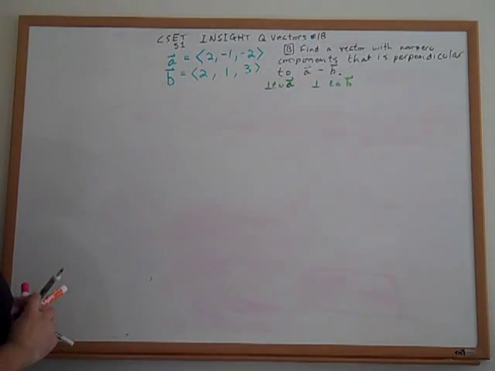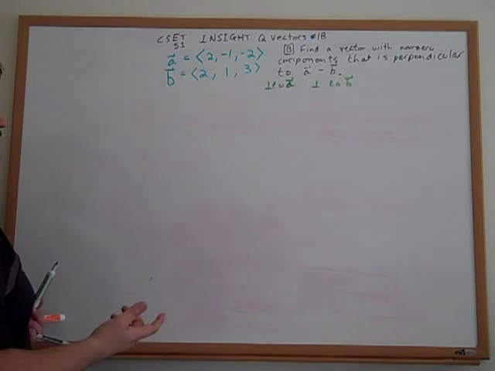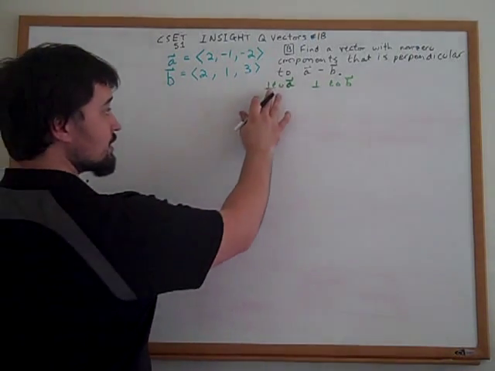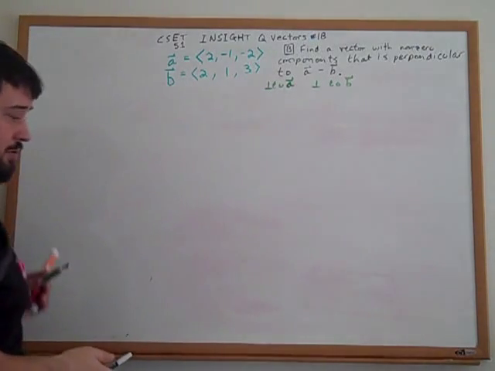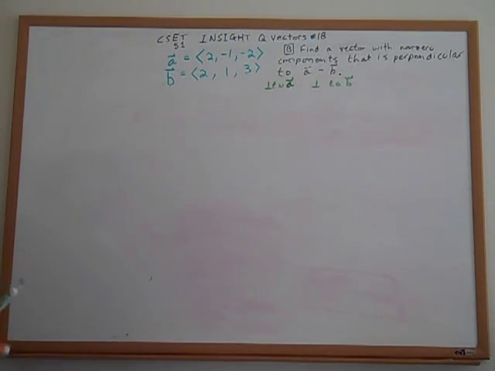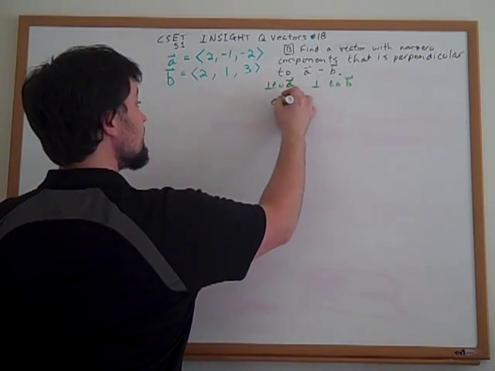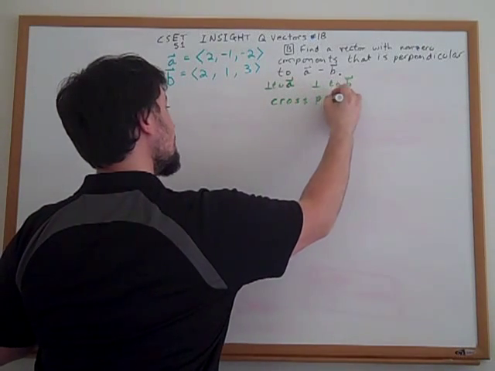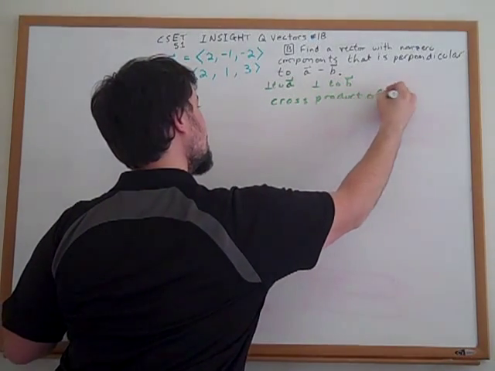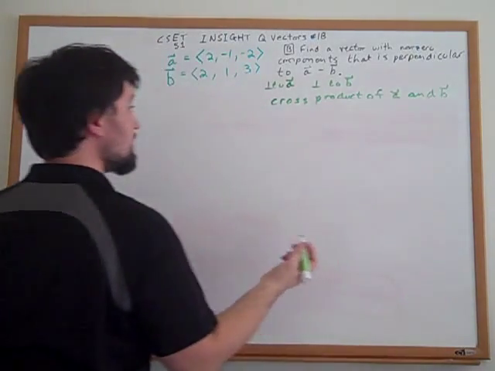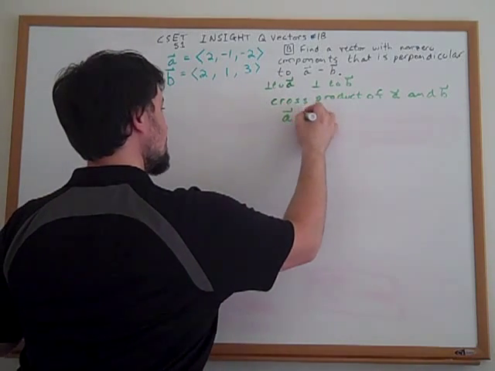Now, that's a very well disguised question that's really testing your ability to find a vector that's perpendicular to these two things. As soon as you're trying to find something that's perpendicular to two other components, we want to think about finding the cross product. So the objective of this question is to find the cross product of A and B. And the notation for that is A cross B.